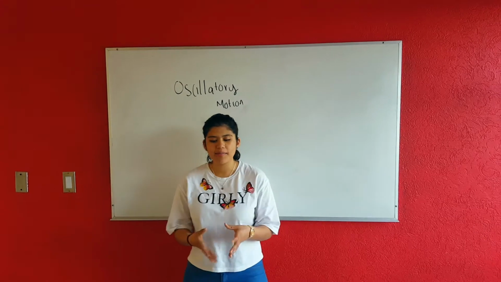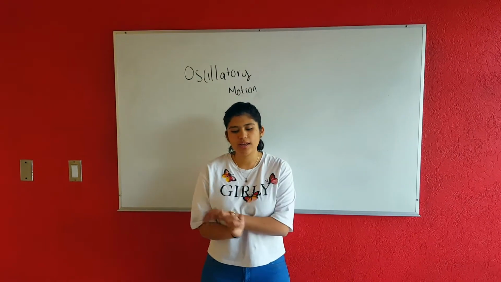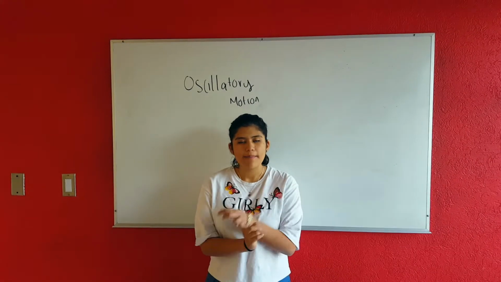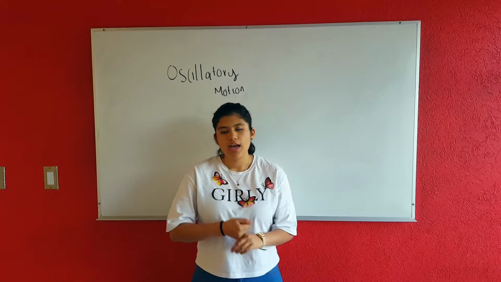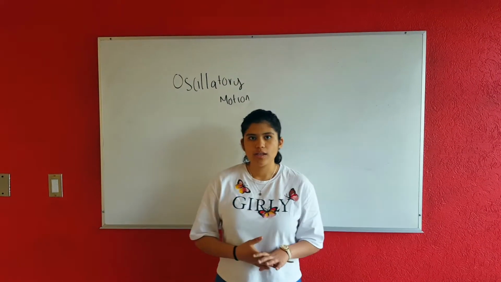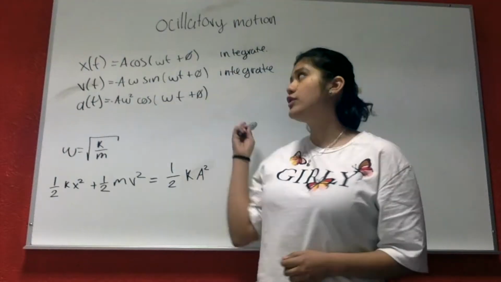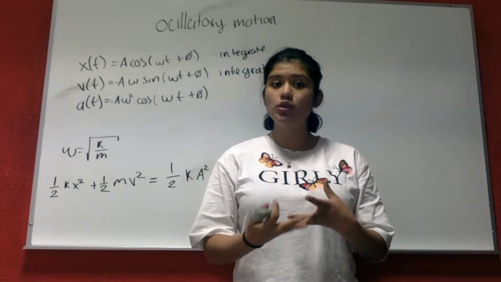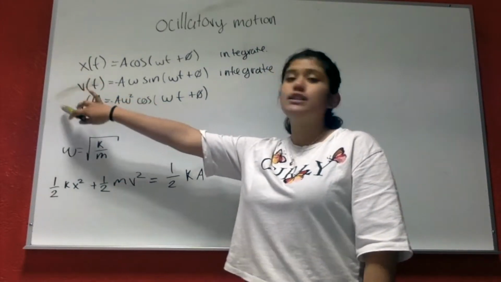Okay, and the main objective of this project is to get maximum acceleration, maximum velocity, spring constant, period, frequency, and other data. And the data is going to be from the app accelerometer. For the oscillatory motion, the formulas that we're going to use are going to be the position, velocity, and acceleration.